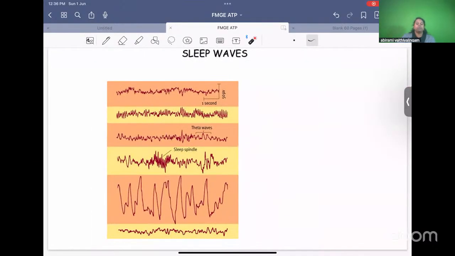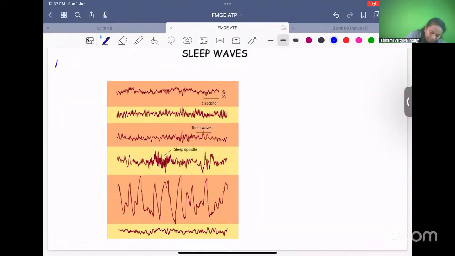What are sleep waves? Sometimes if a patient has a sleep disorder and you want to identify in which stage of sleep he is experiencing this sleep disorder, we can do an EEG study. You connect electrodes all over the scalp, you ask the patient to sleep, and you record the electrical activity of his brain throughout the night. From the point when you start sleeping until you get up in the morning, the brain will record different types of EEG waves. That's called the sleep wave. Let's see what are all the sleep waves.